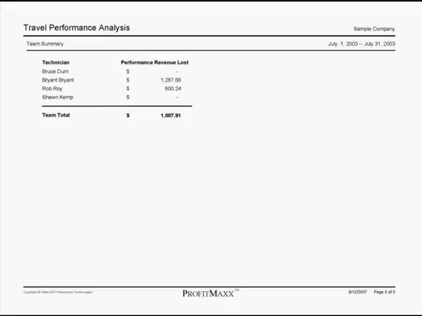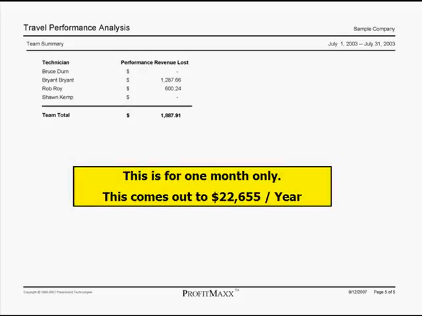For our team summary, again, the last report of every analysis report will always show us a summary of the entire team. For our team, if you remember, Bruce had no lost revenue. Bryant had $1,287. Rob was just over $600, and Sean didn't have any lost revenue either. So our team total lost revenue is $1,887. Now remember, this is for 1 month only.